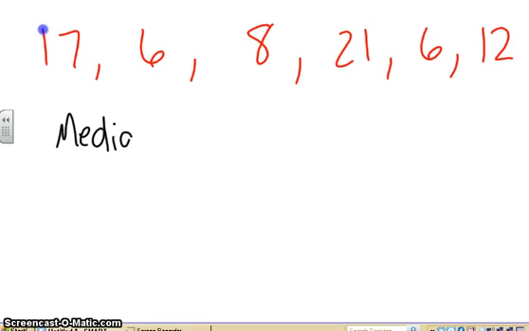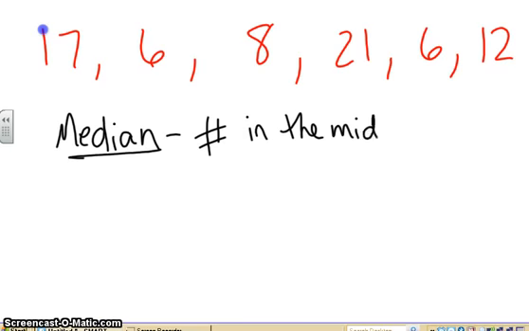So first we have the median. The median is the number in the middle. Now, that one to me is pretty easy to remember because median is in the middle. And when we say it in class, you'll always hear me say it weird. You'll always hear me say median is in the middle. And so that way it helps us to remember exactly how to find the median. So to find the median, we find the number in the middle of our list.